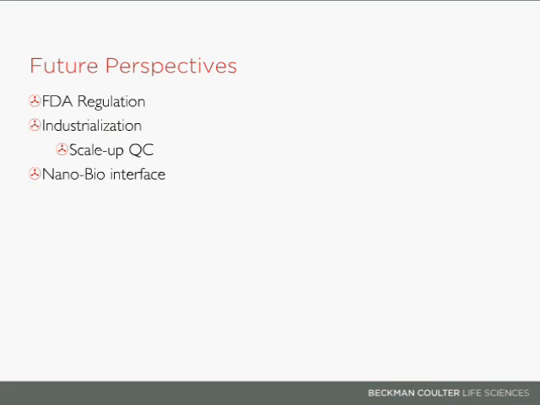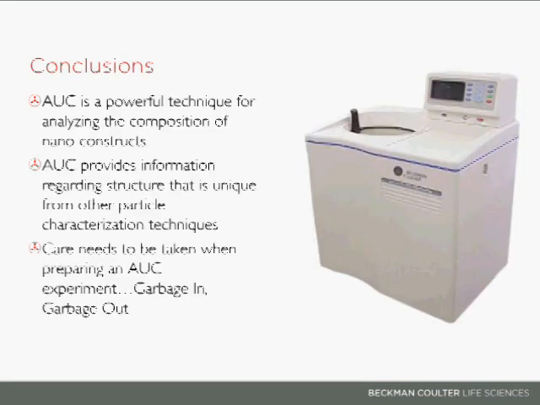It really provides unique information that cannot be gathered from any other particle characterization technique. And when you're preparing your samples, just remember GIGO. If you put garbage in, you're going to get garbage out. So it pays to do some preparative work of your nanoparticles before running them through AUC.